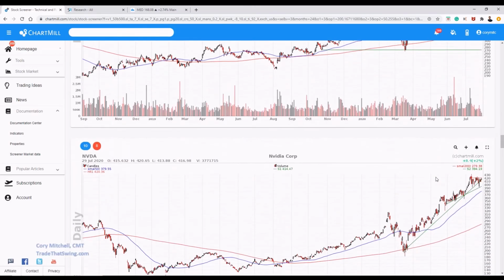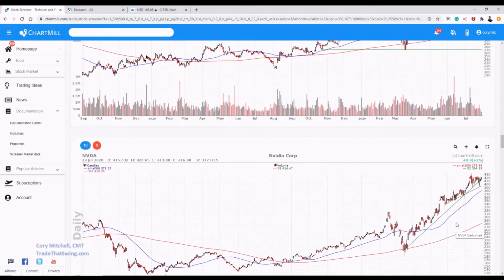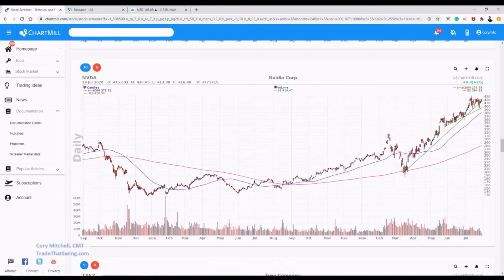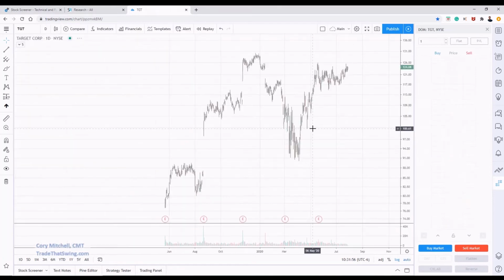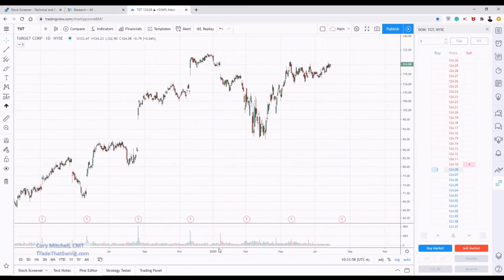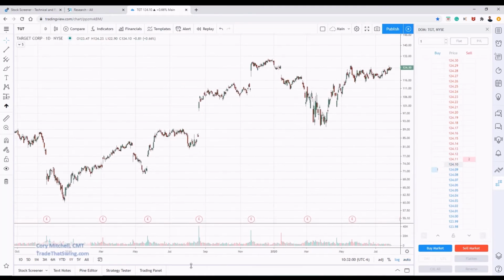So this is the process of scanning, where you are simply looking for stocks that at first glance meet the criteria. Then the real work comes in throwing it on your chart and deciding if Target meets your criteria for a trade.